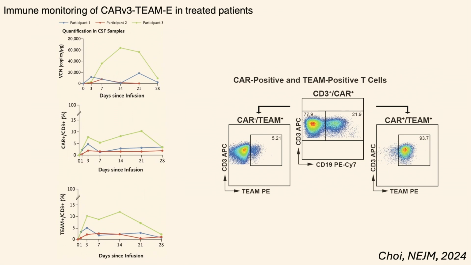We also monitor for the vector copy number, the CAR positive T cells, and the TEAM positive CD3 cells in those patients in the CSF and the peripheral blood. And we see some expansion, but we are still working to acquire more data in order to work on the correlative studies for this data.